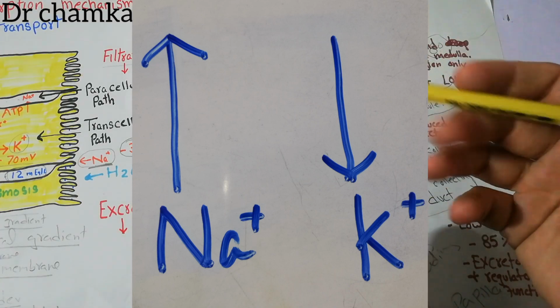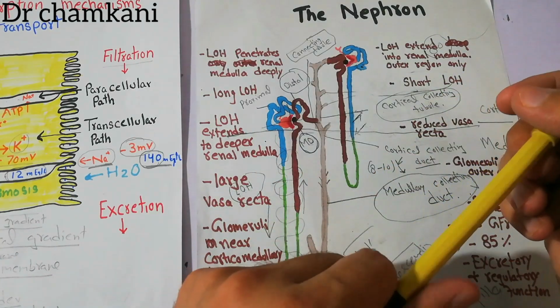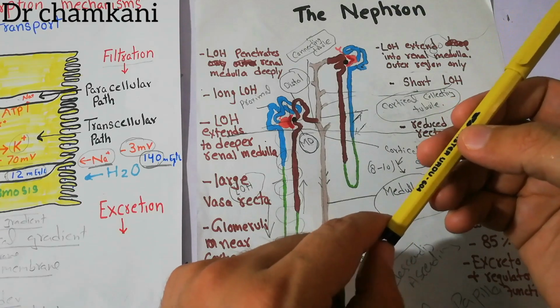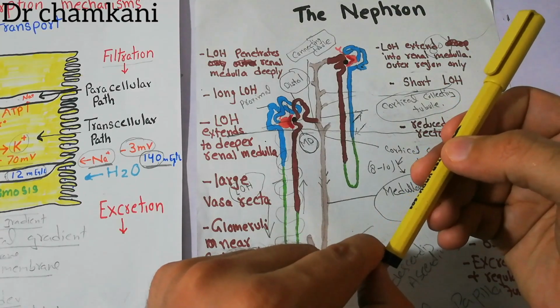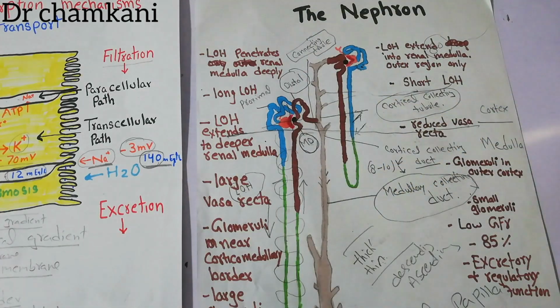Now, normally aldosterone will increase the body sodium level and decrease the potassium level. Now, there are some conditions in which there is either decrease in the production of aldosterone or there is increase in the production of aldosterone. The most common condition in which there is loss of aldosterone production is Addison's disease.